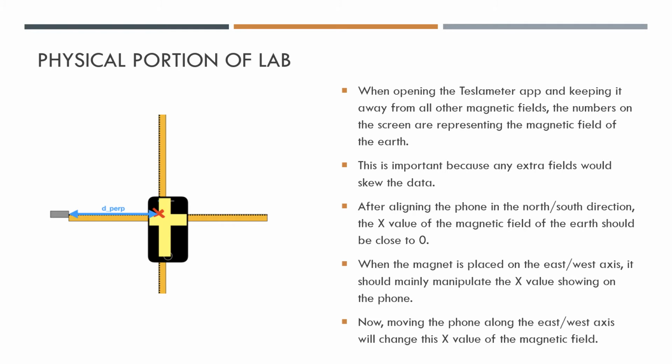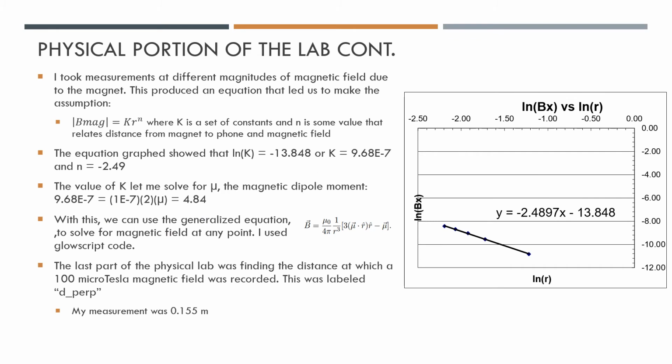Once you get it to 0, you want to place the magnet on the east-west axis. Based on that, whenever you move the magnet close to and far away from the phone, it should manipulate that X value and change it away from being 0. And that's about it.